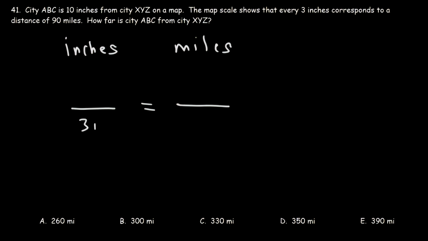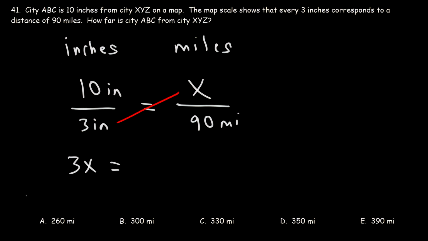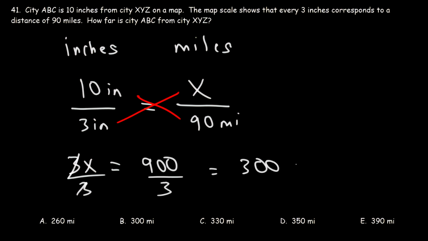So let's write two fractions separated by an equal sign. A distance of 3 inches corresponds to a distance of 90 miles, based on the map scale. So if city ABC is 10 inches from city XYZ, how much is that in mileage if we use the map scale? So we need to cross multiply. We have 3 times x, and that's going to be equal to 10 times 90, which is 900. So dividing both sides by 3, we have 900 divided by 3, which is 300. So the two cities are 300 miles apart, which means B is the right answer.